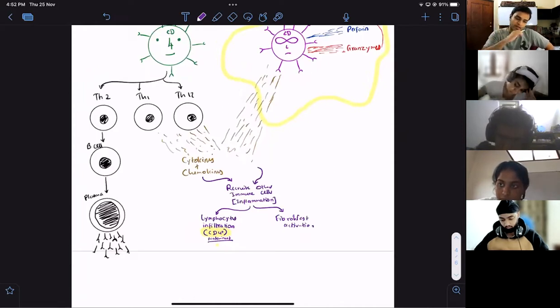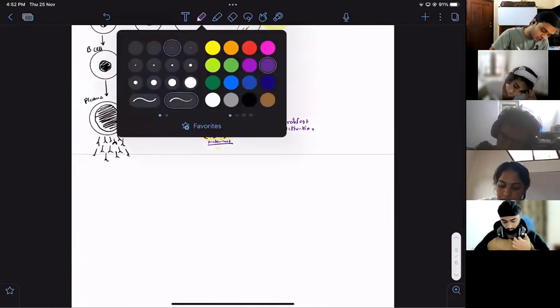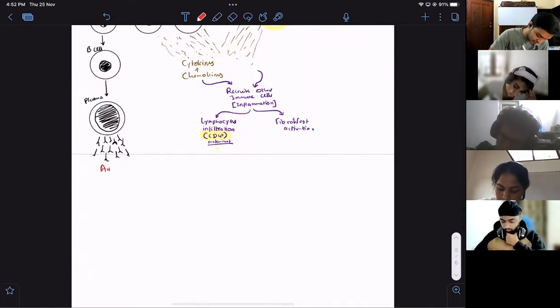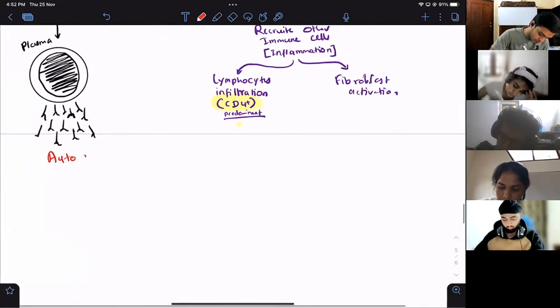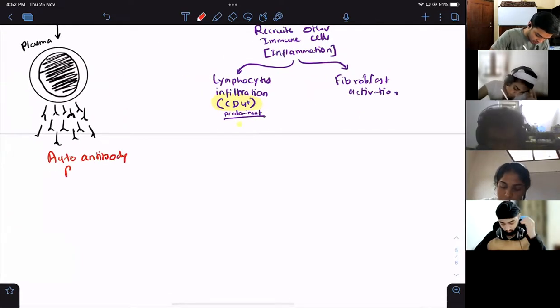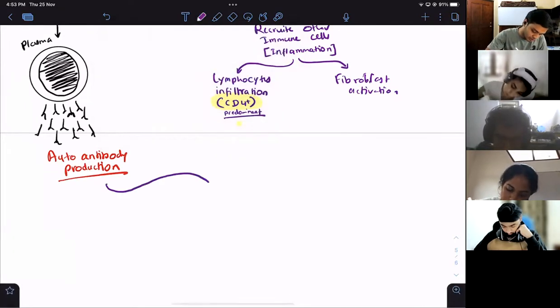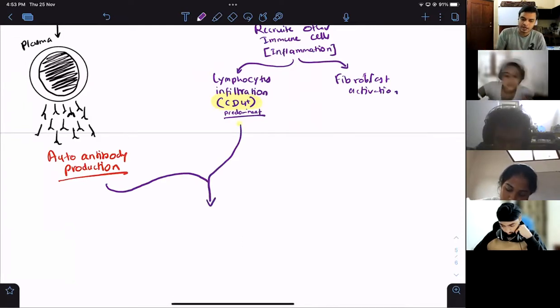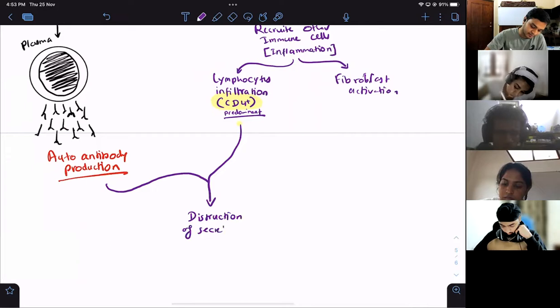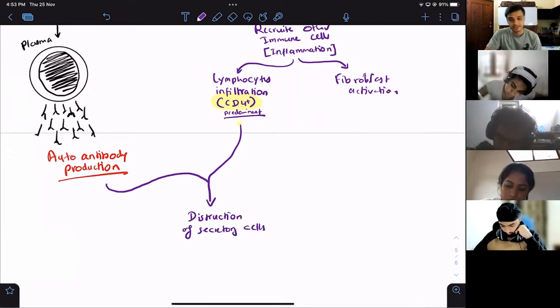The next thing, guys. We saw from the B cell hyperactivity that we have autoantibody production. Lymphocytic infiltration is there. So look at this, guys. These two together, the lymphocytic infiltration and the autoantibody production, what are they going to do? They are going to cause destruction of secretory cells, especially in these exocrine glands.